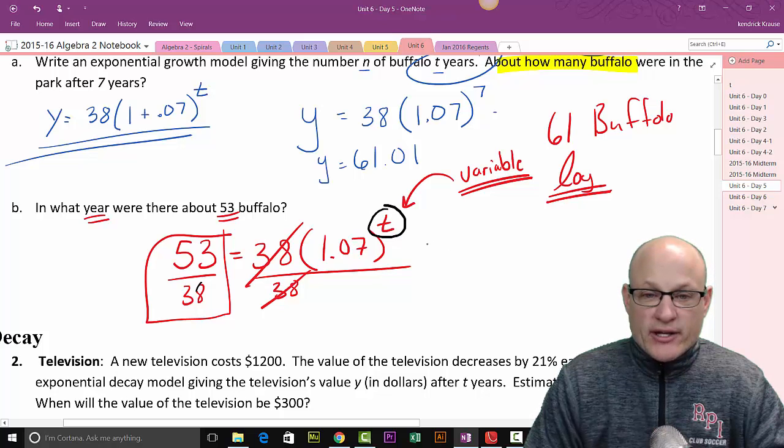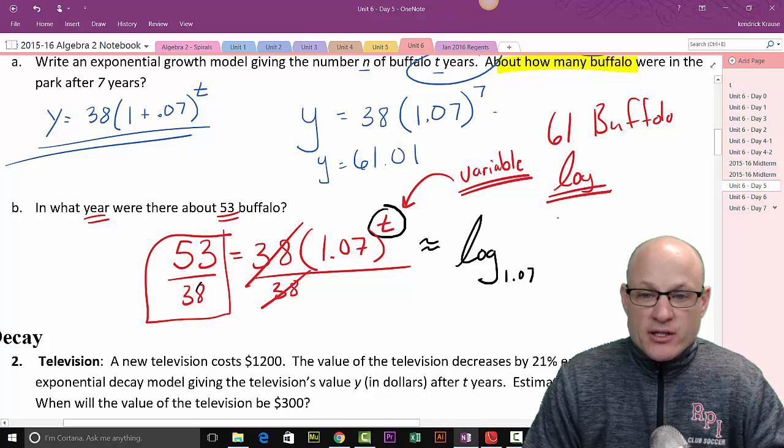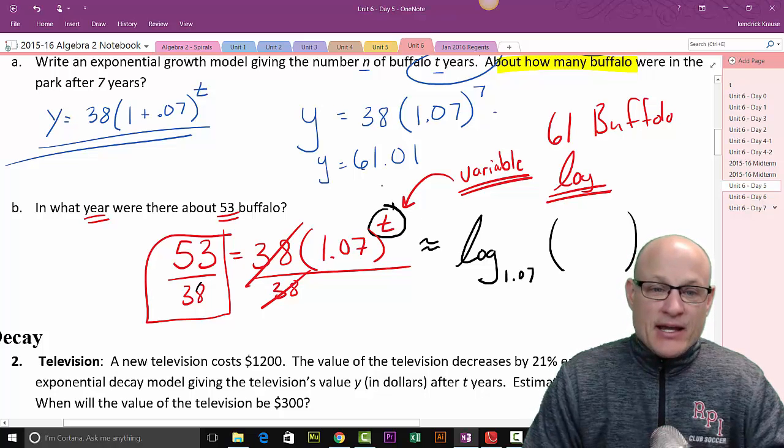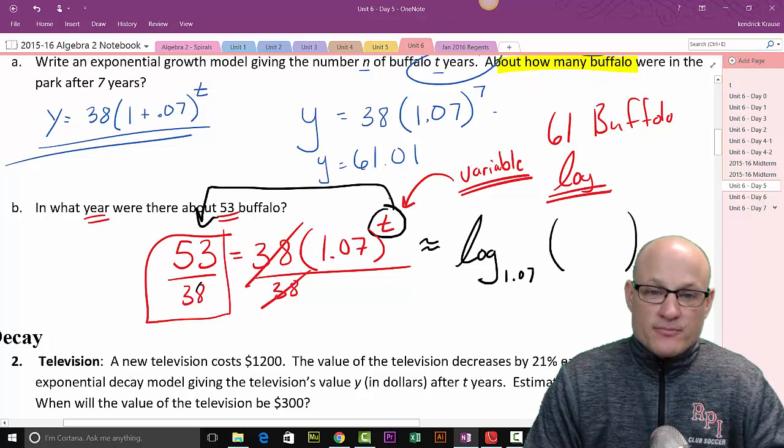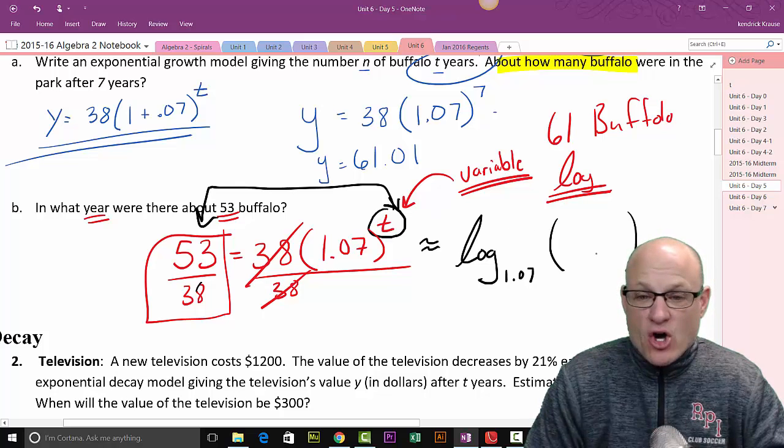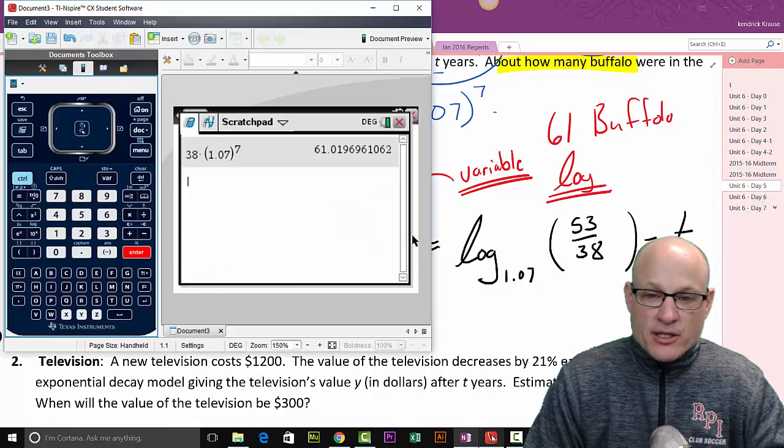Now I want to be able to get this t by itself, right? So what I got to do is change the form. It's all about the base. So it's going to be log base 1.07. That's the base. Now the t and this thing switch. This is not new. This is all the same stuff we've been doing. 53 over 38 equals t. And that's what we'll type into our calculator.